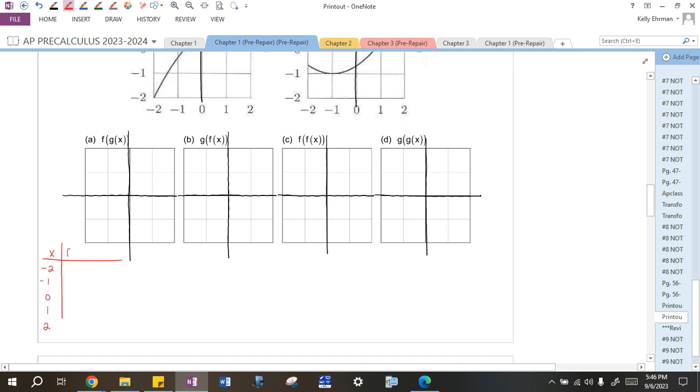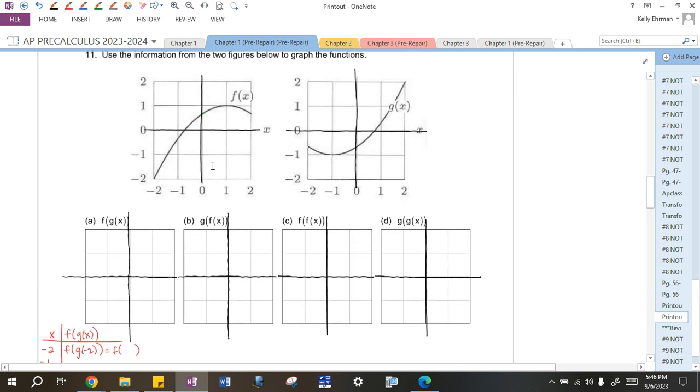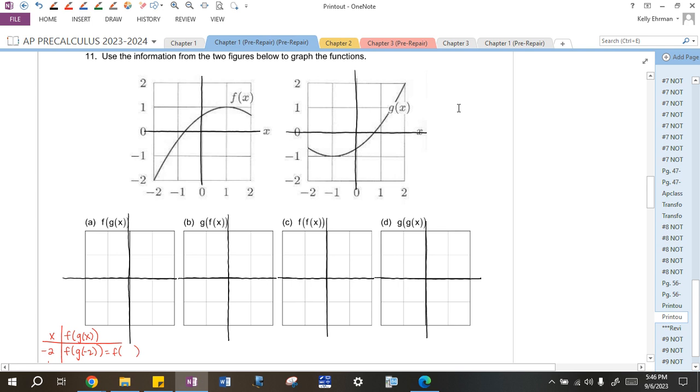So we're going to plug in -2 to +2 into, for the first one, f of g of x. So the same way I did the last few problems, f of g of -2. That means f of what? What is g of -2? So here's g's graph. At x equals -2, the graph is about here. Let's call that -0.7.